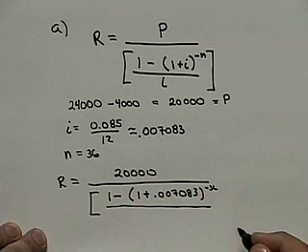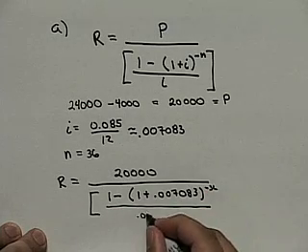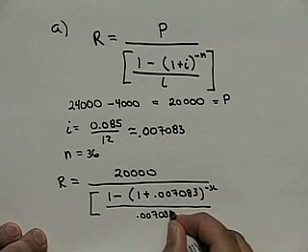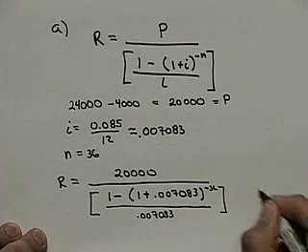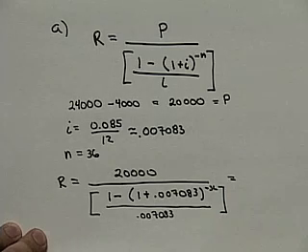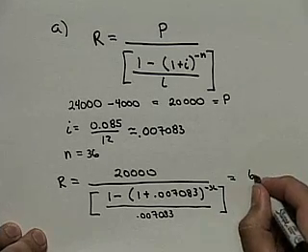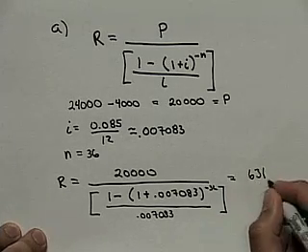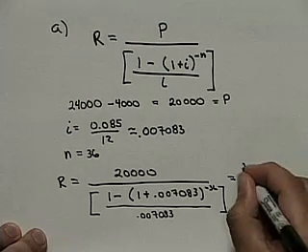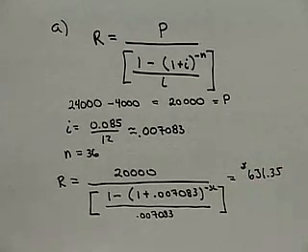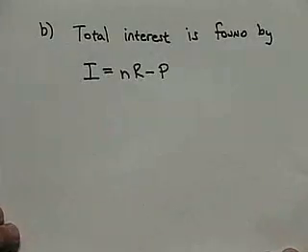all by our value of i, which we found to be 0.007083. After working this out, we find that our monthly payments turn out to be $631.35. Now, the next question was to find the total amount of interest paid over the life of this loan.